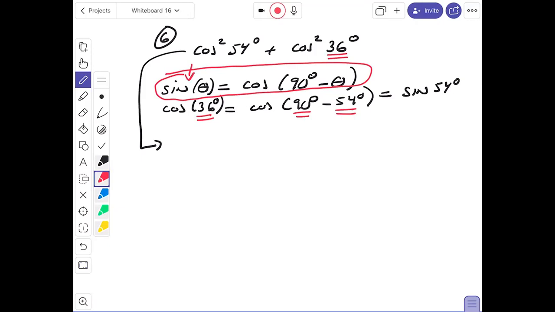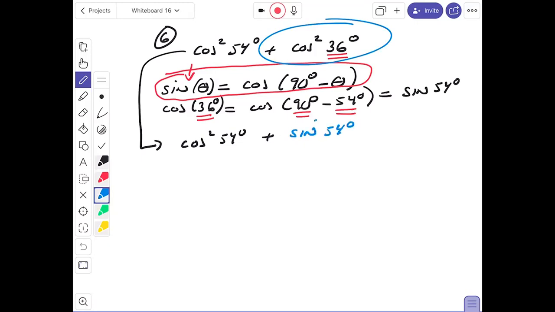Let's write that down now. So I'm going to go back over here. And what do I have? I have, let's see, the cosine of 36. Let me write this over here. The cosine squared 54 degrees plus, I want to put on what we're looking at now. What's cosine of 36 degrees? It's the same thing as sine of 54 degrees.